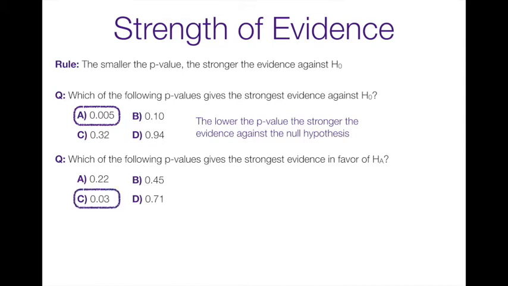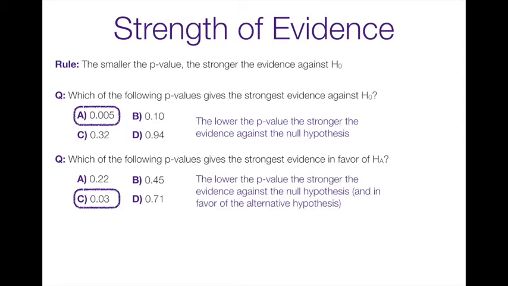Yep, that's right, 0.03. Why? Well, the lower the p-value, the stronger the evidence against the null, which means the stronger the evidence in favor of the alternative. So this was just another way to think about our initial question.